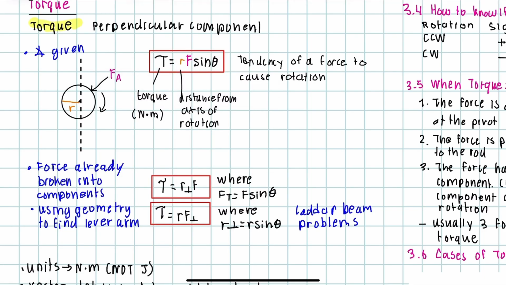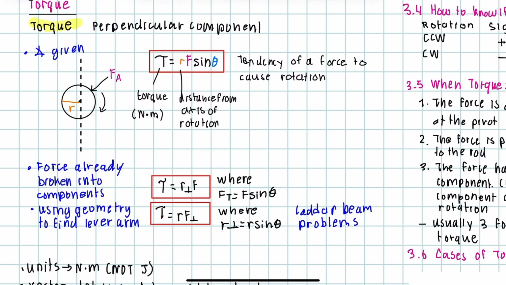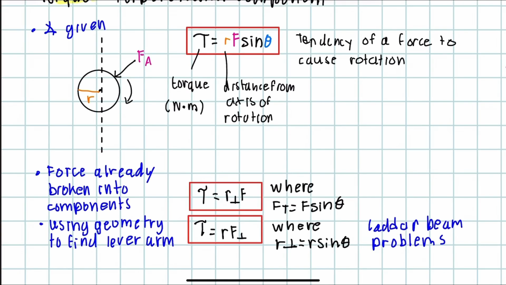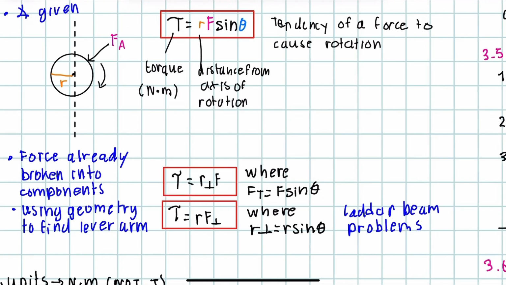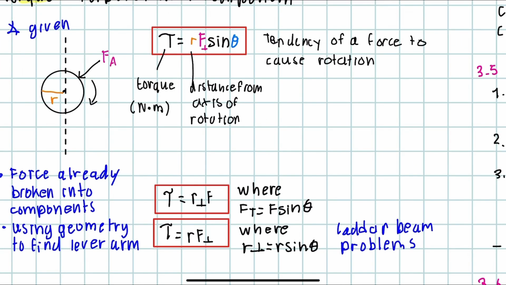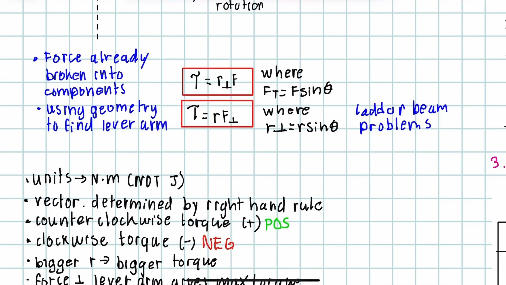And theta is going to be the angle between R and F. So R and F are right there. That's going to be the radius. The angle is going to be kind of like that. The important idea that you have to know from this is only the perpendicular component of force causes rotation. So this more correctly should be labeled as perpendicular because it has to be a perpendicular force that causes rotation. So the force is already broken up into components.